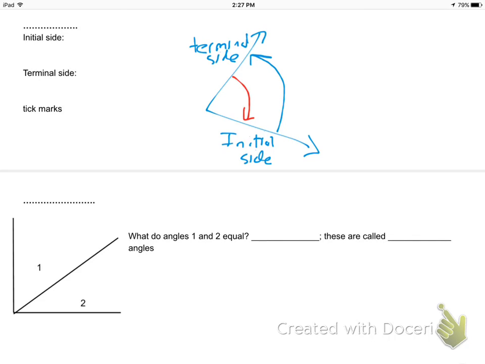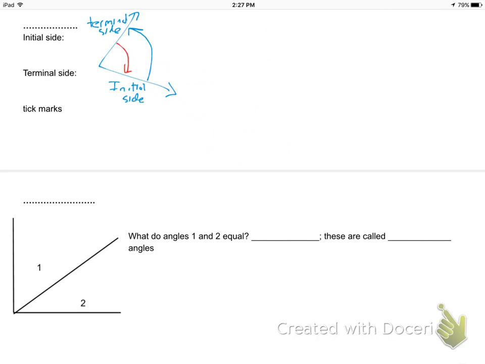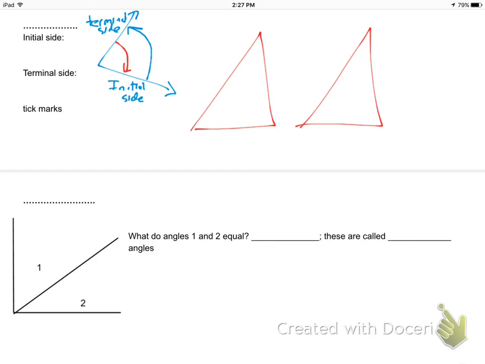The next thing we need to talk about is tick marks. Now, tick marks, guys, is where you start to say things are equal. It's just a way to say this angle is the same as that angle. So if I had two triangles that are congruent, or they have things that are congruent, I'll put tick marks. So I can put a tick mark here, a tick mark there. That would denote those two sides are the same. I can go here and I can put a double mark. Those two sides are the same.